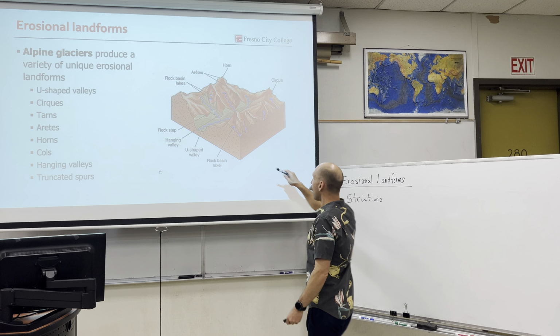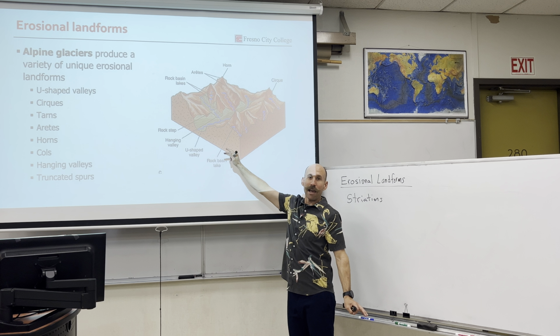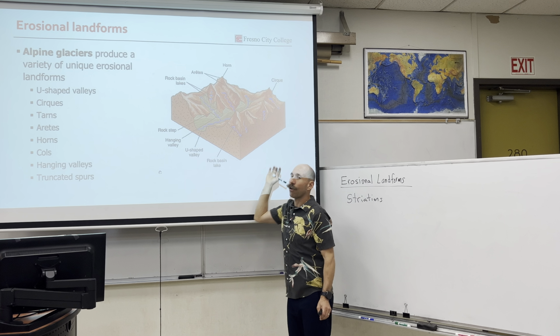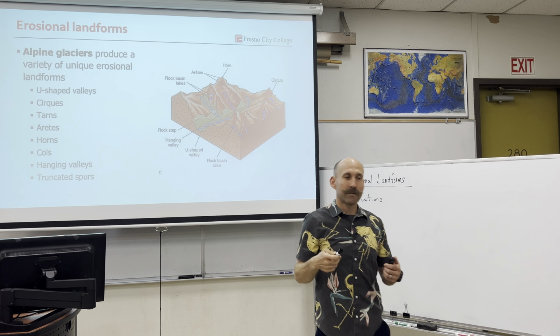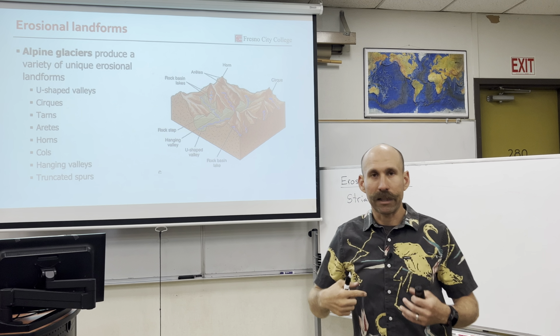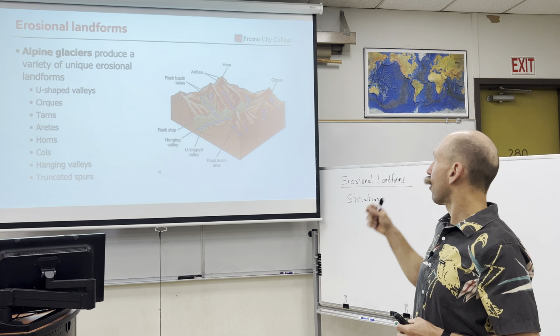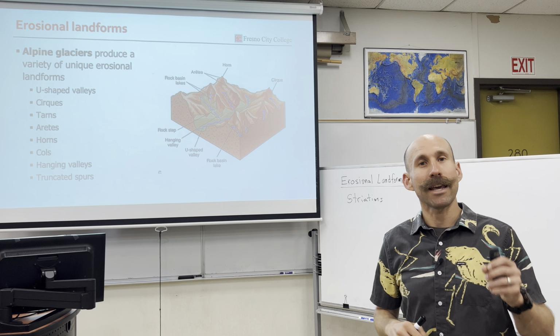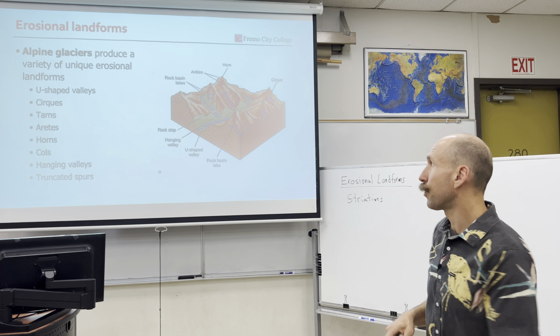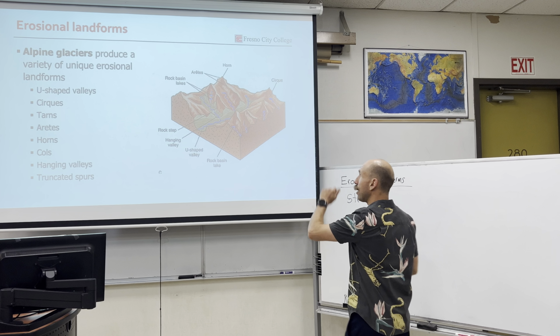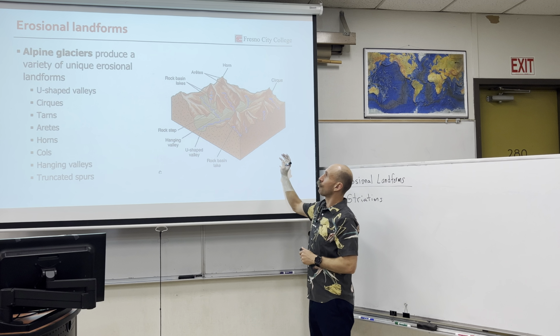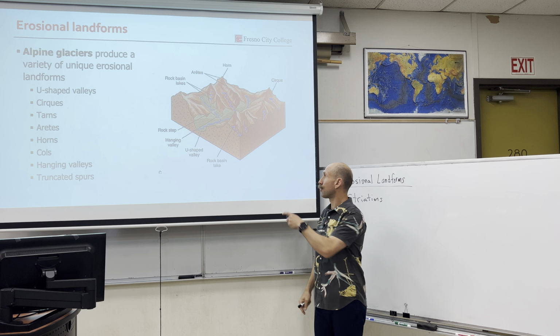Now, high mountain landscapes or alpine landscapes are often dominated by glacial erosion. And there are very specific features that you see in these environments, which we are going to go through one by one right now and talk about how alpine glaciers produce a variety of unique erosional landforms.